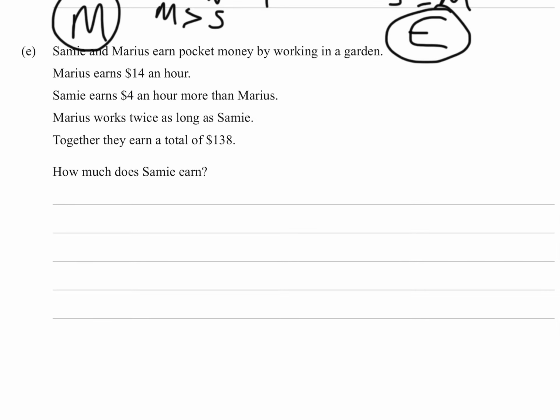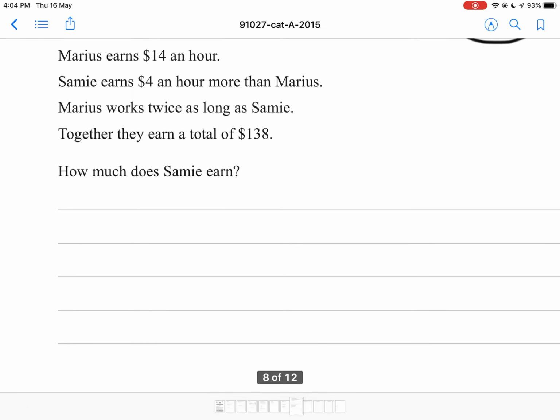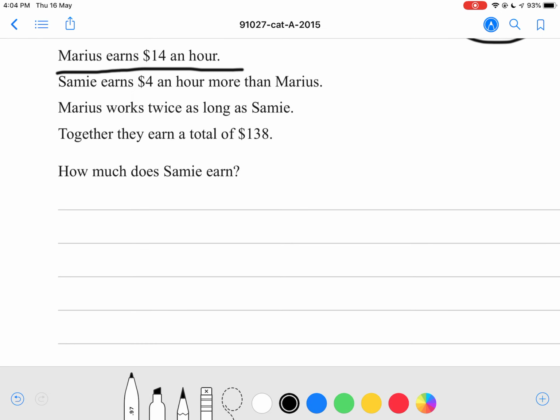Sammy and Marius earn pocket money by working in the garden. Marius earns $14 an hour. Sammy earns $4 an hour more than Marius. Marius works twice as long as Sammy. Together they earn a total of $138. How much does Sammy earn? Basically they've told you how much money Marius earns, and Sammy earns $4 more than 14. We'll just say M equals 14, and then Sammy earns 18 because that's 4 more than 14.